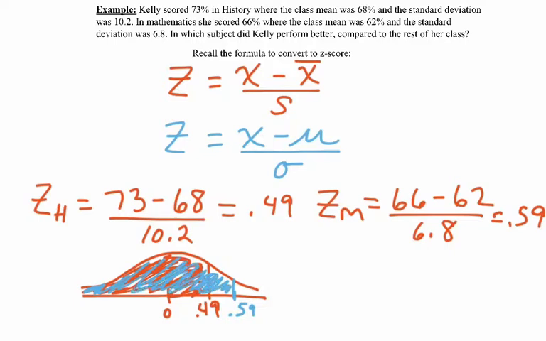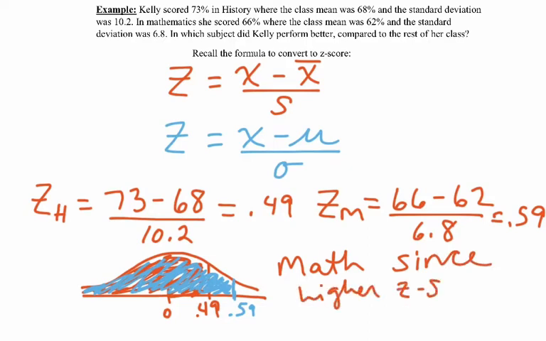Okay? So by that comparison, which class did she perform better in? Her math score was lower, but compared to the rest of the group, she outperformed a higher probability of students in her math class than in her history class, because this z-score is higher for math than it is for history. So we can say that she outperformed everybody in her math class since she had a higher z-score. That's probably the simplest way to say it.